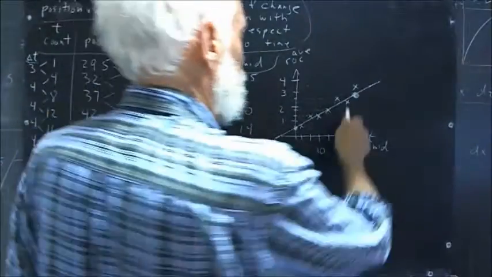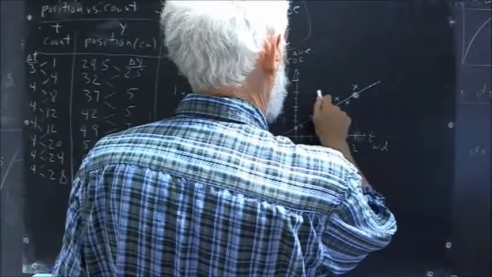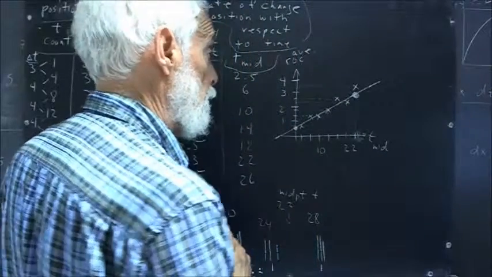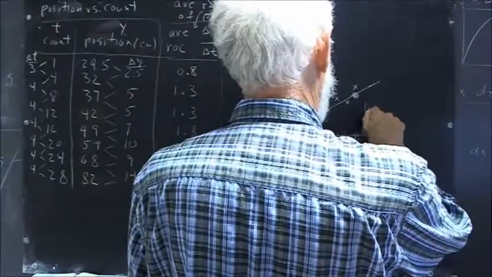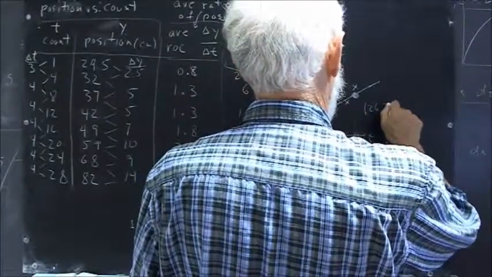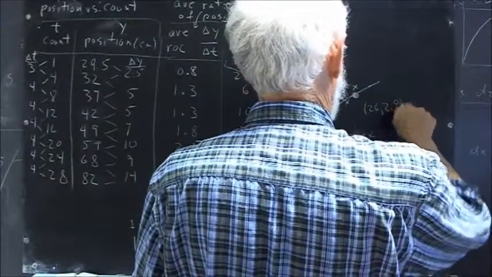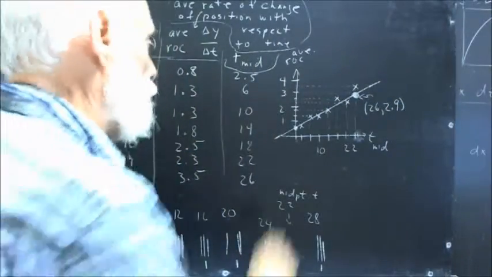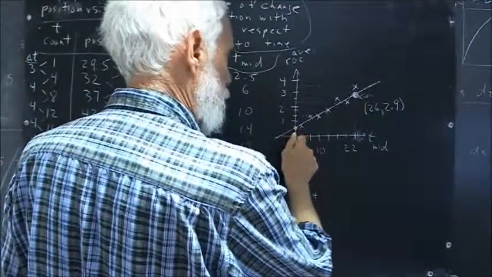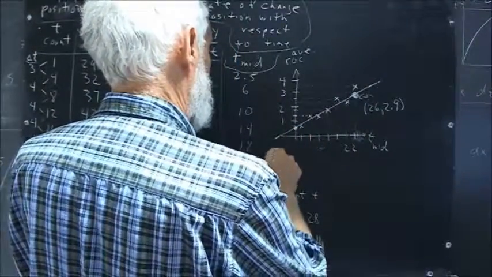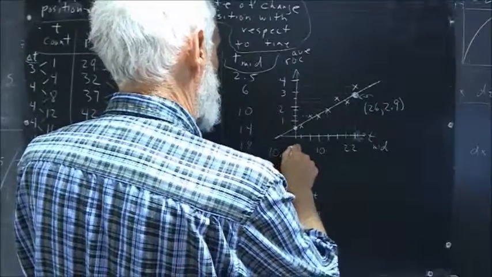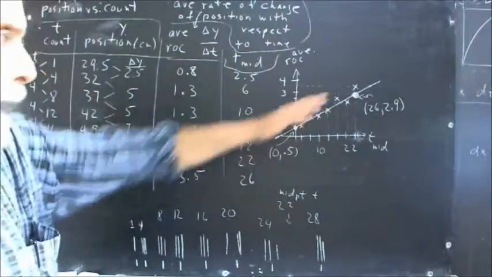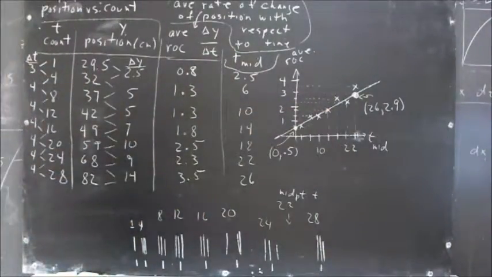And I'm going to estimate the coordinates of this point. Here's 3. The point is actually centered a little lower than that. So I'm going to say that this point is maybe 26, 2.9. And if it isn't 2.9, maybe it should have been. This point here, here's 1 on the y-axis. That looks like about half. So that point looks like it's 0.5.